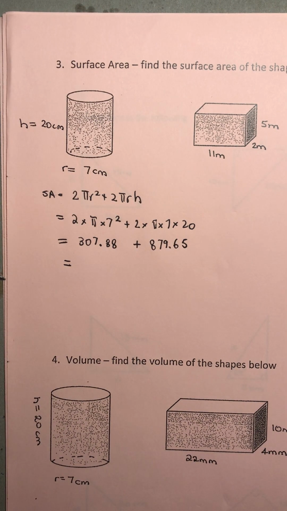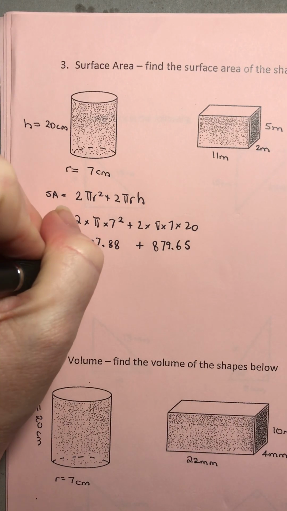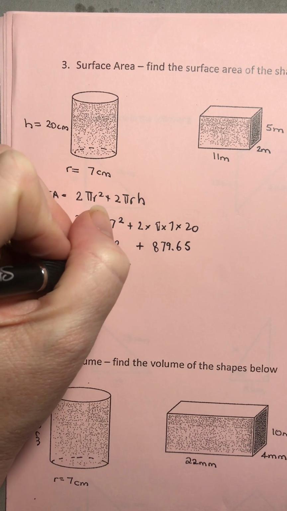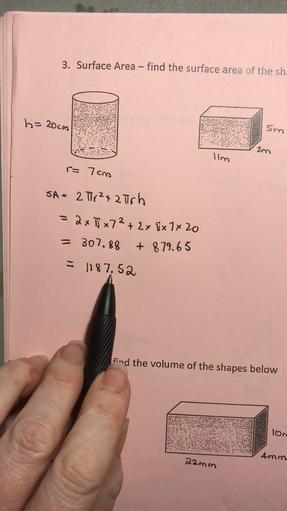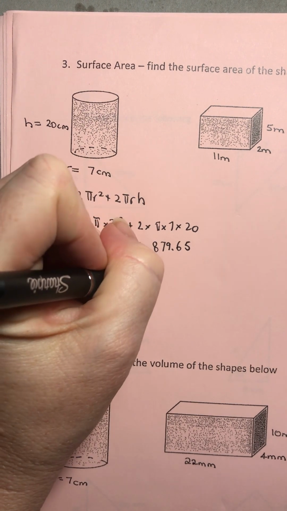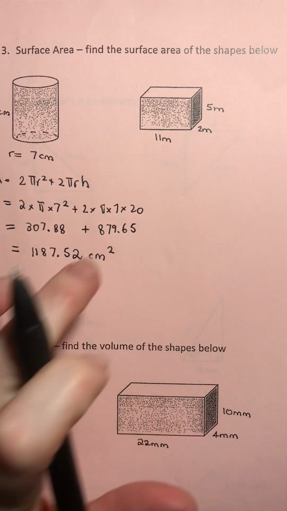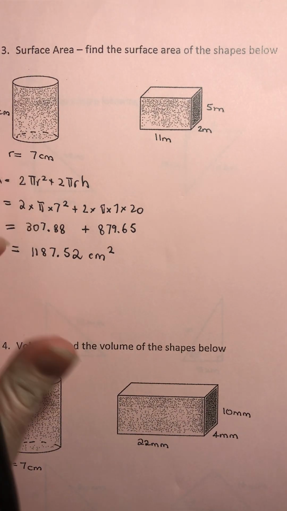I'm keeping all the decimals in my calculator so that when I add them together, I'm not keeping the rounding one and having it continue on. So when I kept all the decimals, I got 1187.52 centimeters squared for that one. Obviously, if you'd use the rounded numbers, it's going to be slightly different.